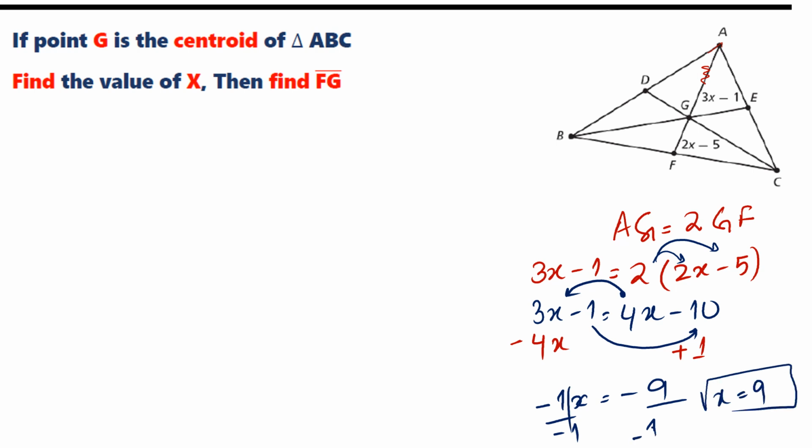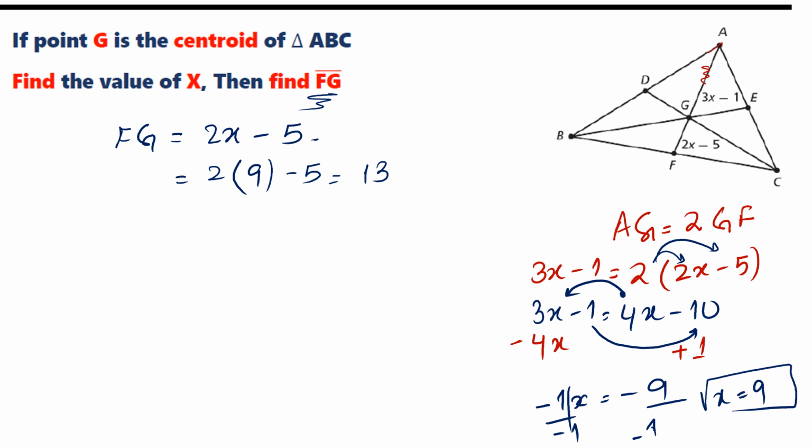Now, they are asking us to find the FG. So what is FG actually? It is 2x minus 5. Replace x by 9. So 2 times 9 minus 5. 2 times 9 is 18. 18 minus 5 is 13. Now, am I right or wrong?